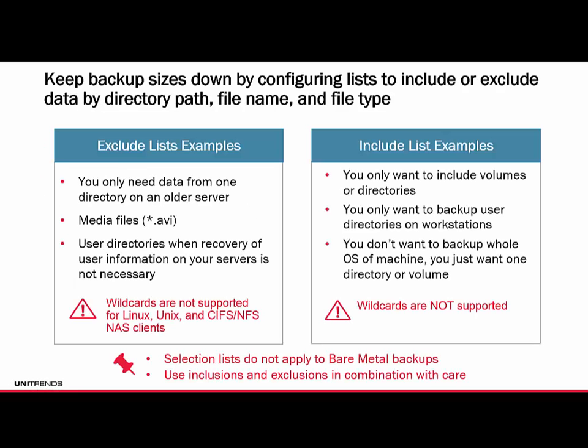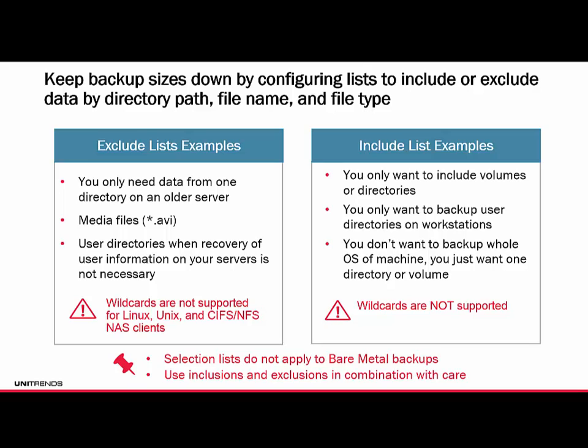You can keep your backup sizes down by configuring lists. These lists are include or exclusion lists. They exclude your data, and you can do this by directory path, file name, and by file type. Some exclude list examples: if you only need data from one directory on an older server, you can exclude everything but that one directory and keep the operating system as well. Keep the C drive and the critical disk metadata.